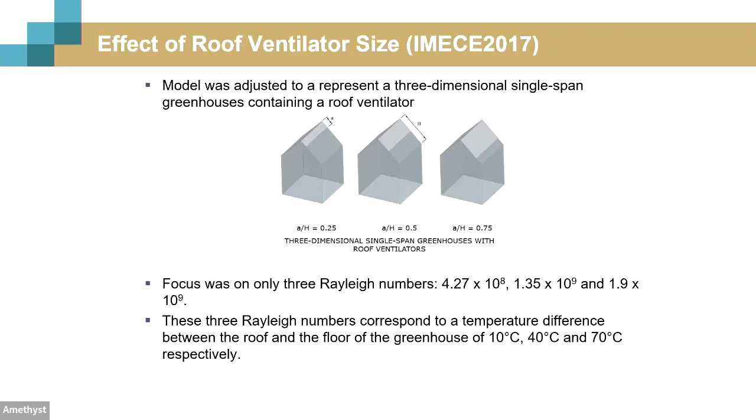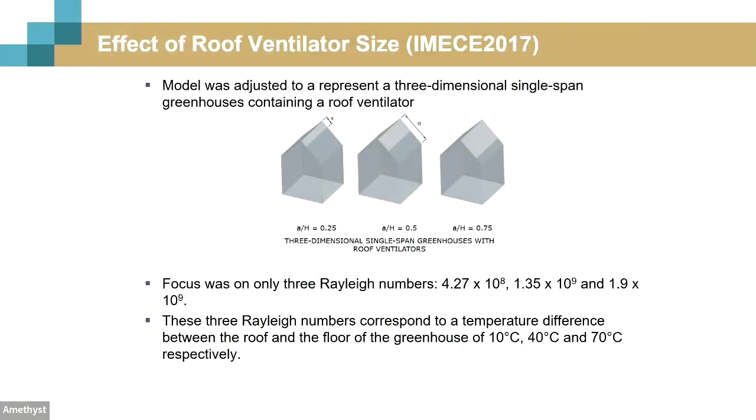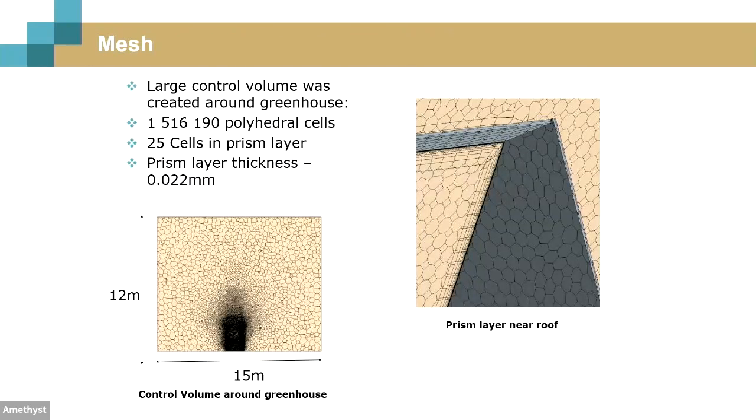Right, so further on, we decided to change this model a bit. First of all, we created a greenhouse with a pitched roof, and we added some roof ventilators of different sizes to see what the effect of these ventilators would be on the indoor climate of the greenhouse. We focused only on 3 Rayleigh numbers, and they corresponded to 10, 40, and 70 degrees Celsius.